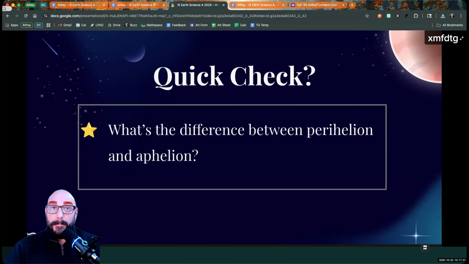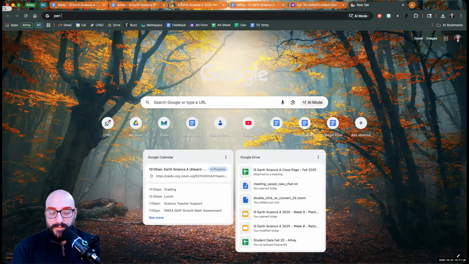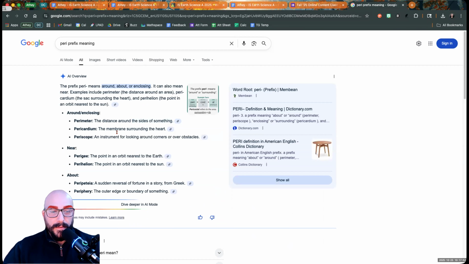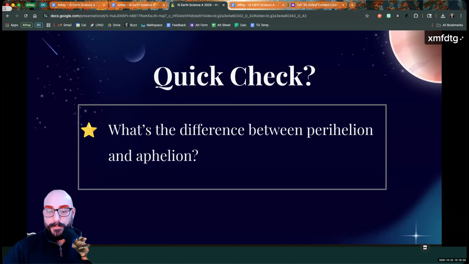Good. Okay, so again, perihelion means closest to the sun. So peri is a prefix, right? It helps to understand what prefixes mean. So peri means around or close to, right? Near, right? Okay. So perihelion is the closest point.